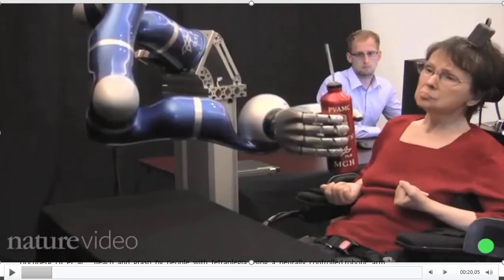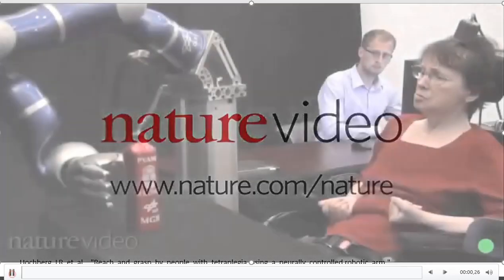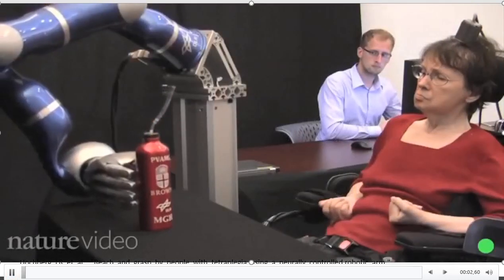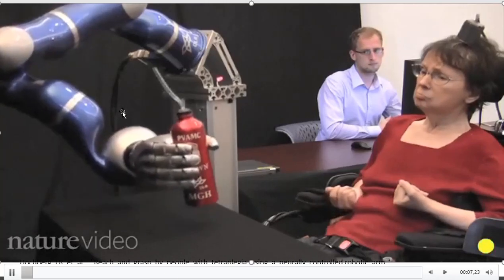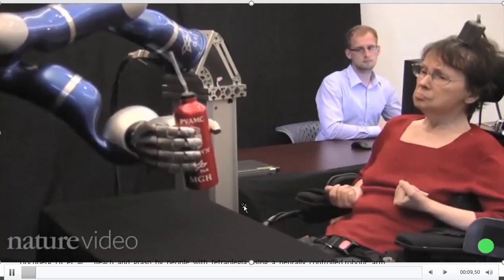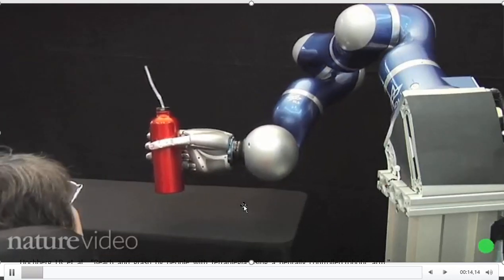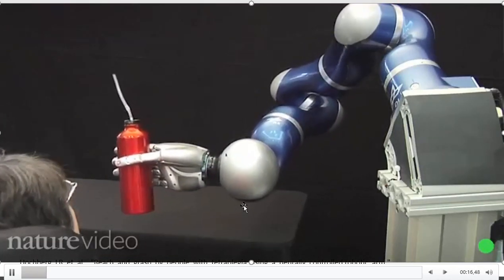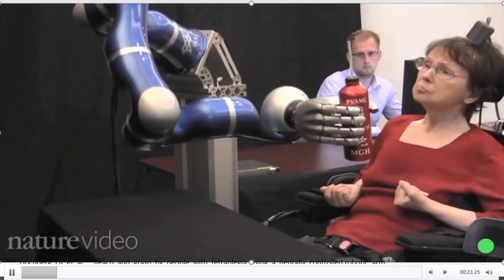I'll show you a couple of demonstrations of a BCI or brain-machine interface that has been developed by researchers. In the first example, we will see a paralyzed woman controlling a robotic arm with her mind using the most advanced brain-machine interface ever developed. She can steer a robotic arm towards a bottle, pick it up, and drink her morning coffee.